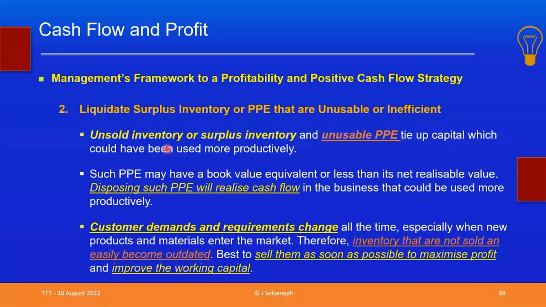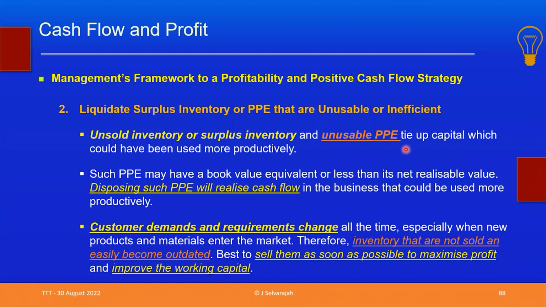So liquidate surplus inventory that is unusable or inefficient. Many companies like to keep old things. All right. Unsold inventory or surplus inventory. What is happening on the cash flow side? Money is tied up. All right. Once the cash is tied up there, you have no cash coming out. So this will be unusable PPE. Cannot use old machine, just leave it there. Even if you sell to the scrap dealer, you get cash. But many businesses don't manage the cash flow, so they don't know.